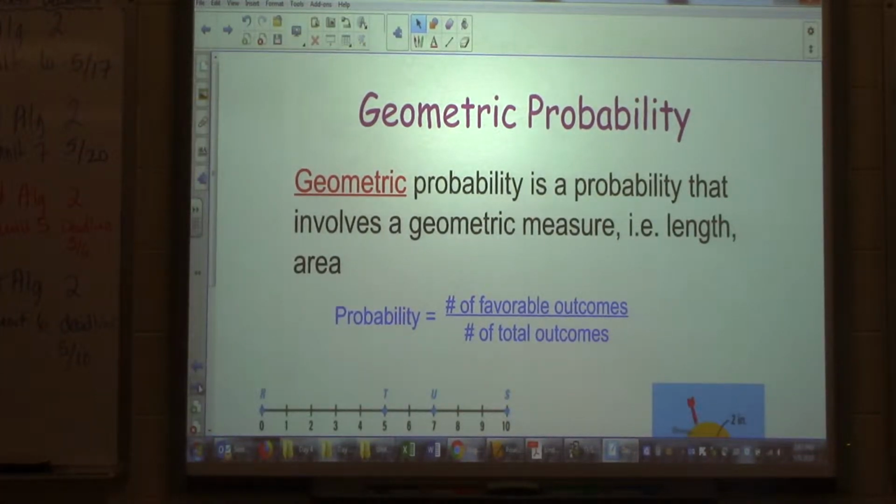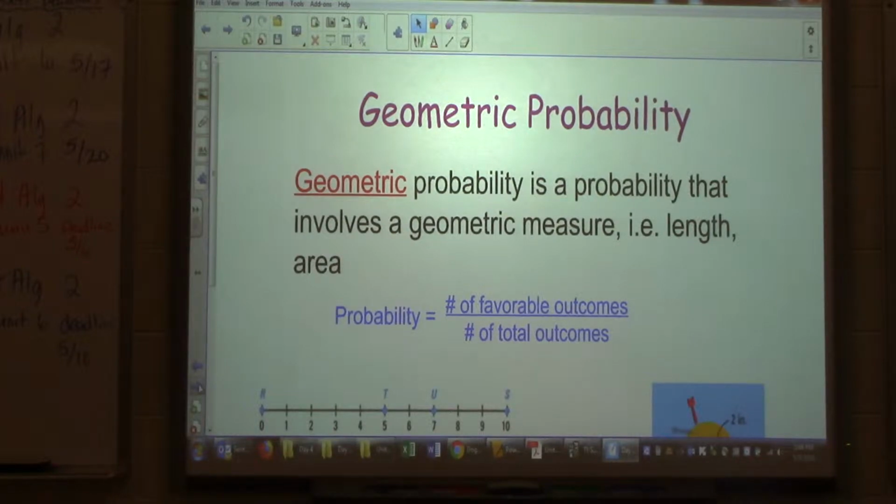Alright, so today we're talking about geometric probability. Geometric probability is probability that involves a geometric measure of some sort. So we're going to start out using a lot of area first. Towards the end of class we'll use some length to do it, but it's using geometric measure in some way.